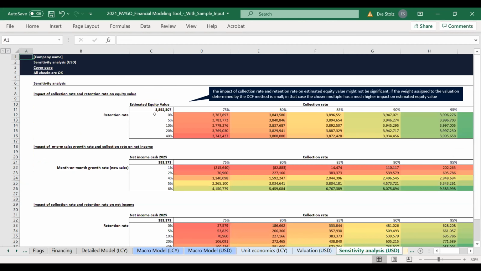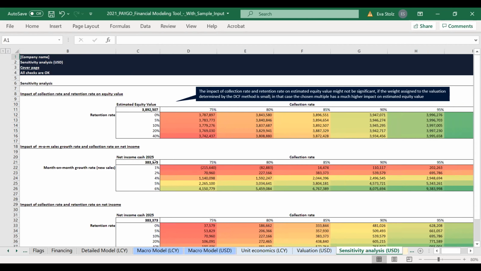Then what we also included in the main model is another analysis that is relevant for investors. It's the so-called sensitivity analysis. Basically what this does is that it enables you to see how some target variables are affected based on some changes in input variables. So in other words, it shows the impact that certain inputs have on certain outputs. And I'm going to show you one example here. So basically, our output variable here is the net income generated in 2025.